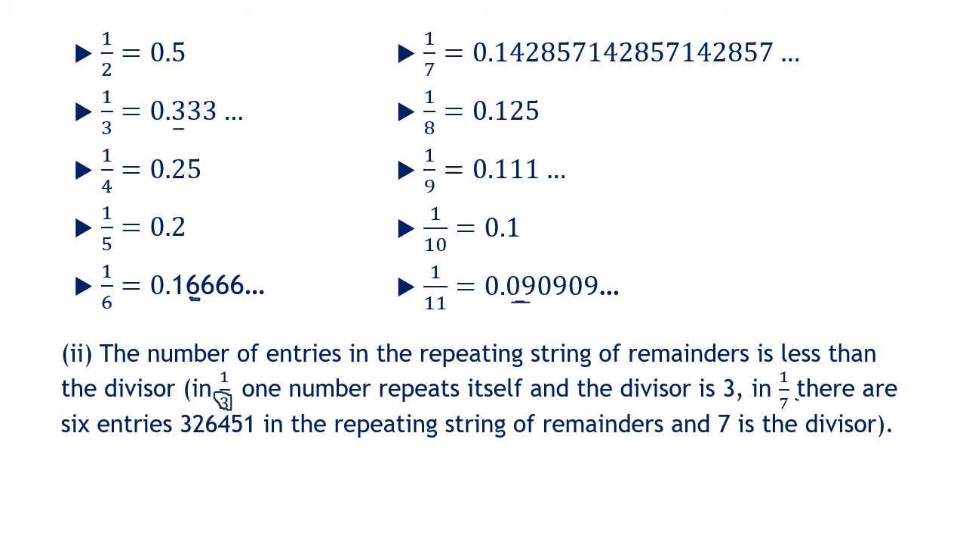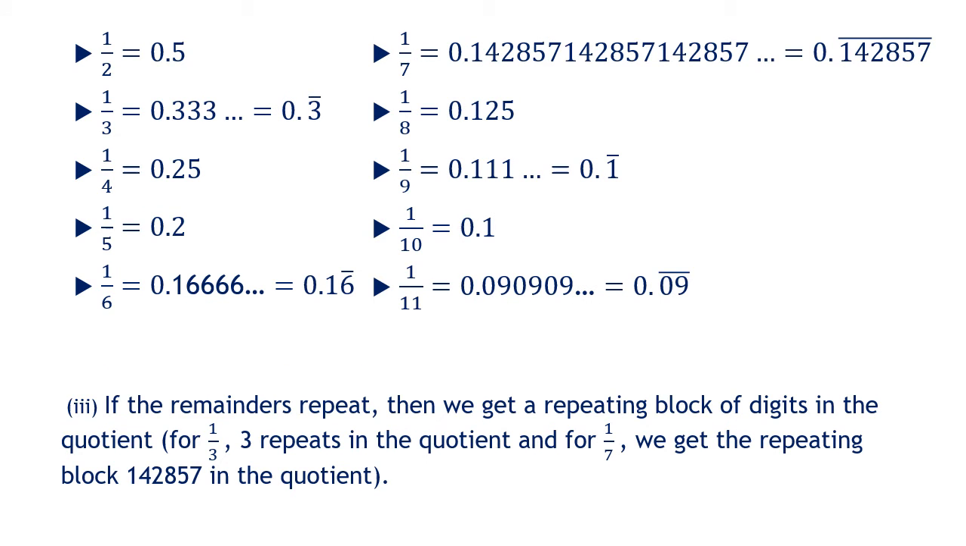Now when I take 7 as the divisor, 1 upon 7, you will see we have got 142857. So which are the 6 entries? 3, 2, 6, 4, 5, 1 is a repeating string of remainders and 7 is the divisor. So 1 is the remainder, then 3, then 2, then 6, then 4, then 5, and then again it starts from the very same pattern. So a repeating string of remainders. And if the remainders are repeating, then we get a repeated block.